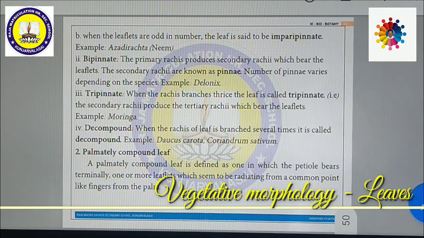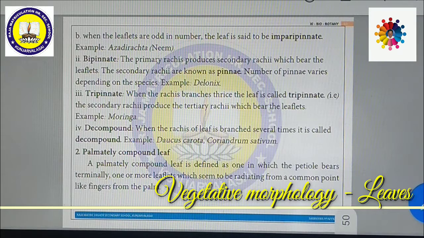Then tripinnate. When the rachis branches thrice, the leaf is called tripinnate. The secondary rachis produces the tertiary rachis, which bears the leaflets. Example, moringa, muringa. Then decompound leaf. When the rachis of a leaf is branched as many times as possible, it is called a decompound leaf. Example, Daucus carota, carrot, Coriandrum sativum, kottamalli.